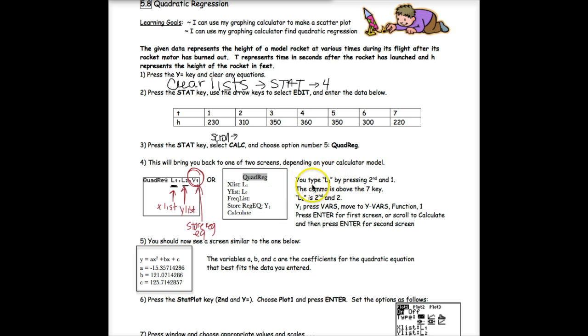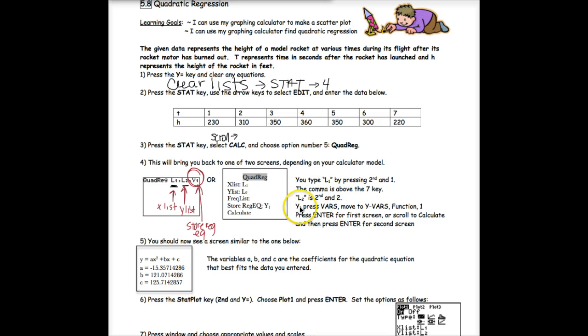Now, we should already know how to type L1 and L2 because we did that with linear regression. So those ones, remember, it's just the second key and then whichever number it is. So to get L1, you pressed second 1. Comma key is above the 7 key. L2, you press second 2.